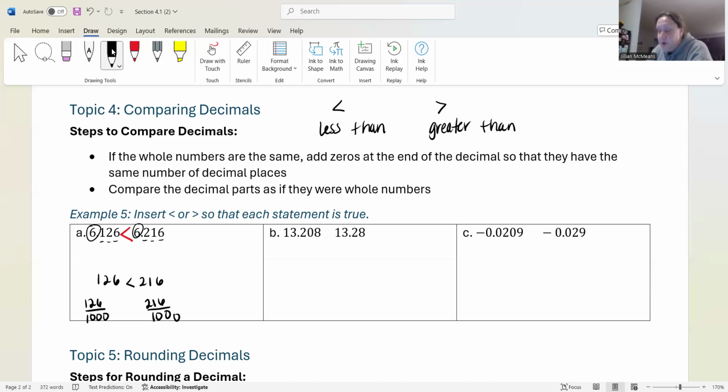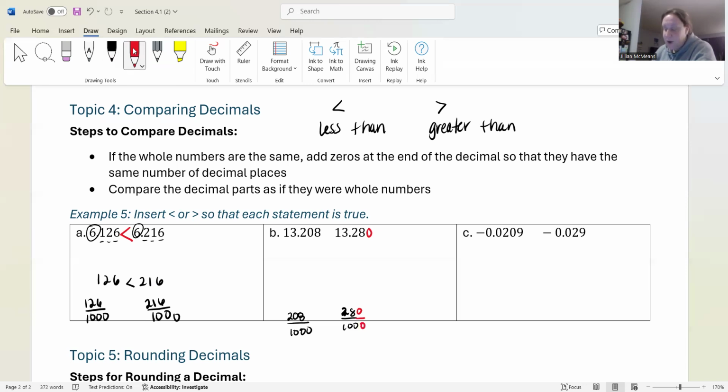So in part B, we have 13.208 and 13.28. So technically what we're doing is we're comparing 13 and 208 thousandths to 13 and 28 hundredths. So if we're looking at 208 over 1,000 compared to 28 over 100, we can't compare right now because we don't technically have those common denominators. But if I had a zero at the end of this number, I'm not changing its value. Okay, after the decimal point, I could add zeros all day long and I'm not changing the value of the decimal. But I am creating a situation where now we have a common denominator.